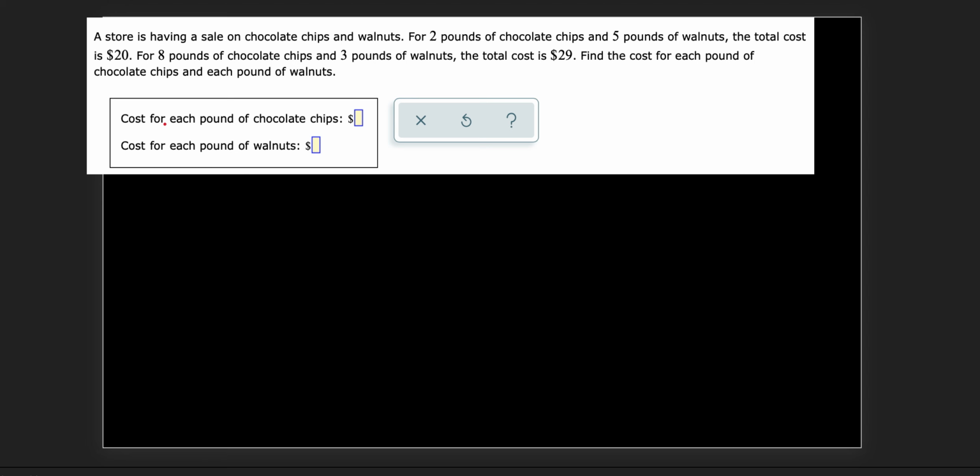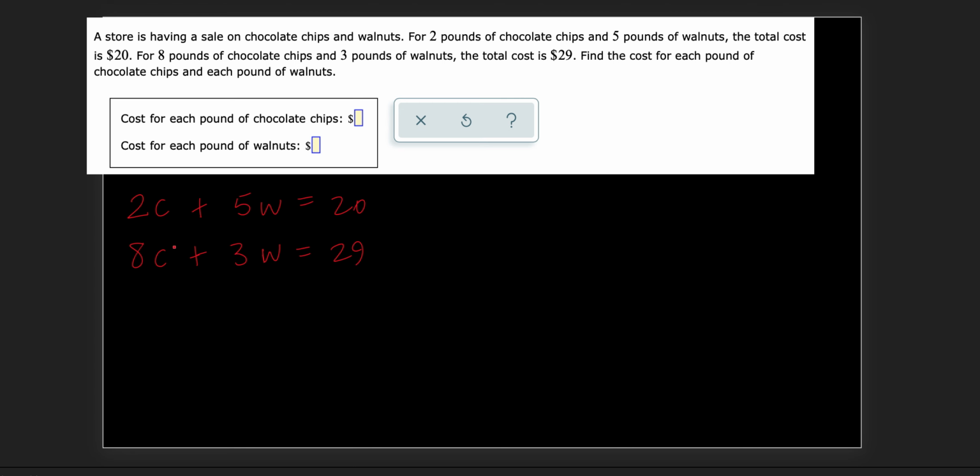A store is having a sale on chocolate chips and walnuts. So for 2 pounds of chocolate chips and 5 pounds of walnuts, it's just like that previous problem. For 2C, 2 pounds of chocolate chips and 5 pounds of walnuts, the total cost is $20. And for the second sentence, same kind of thing. For 8 pounds of chocolate chips and 3 pounds of walnuts, the total cost is $29. And there's our system. And you can use substitution if you want, but we can use elimination too. I think it might be a little bit faster, I don't know.